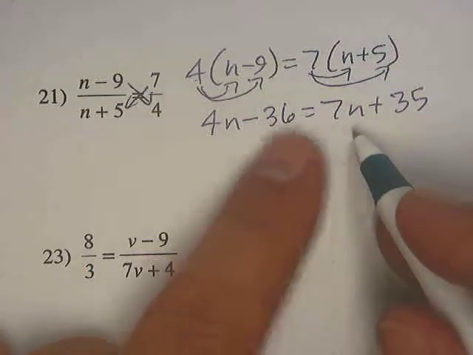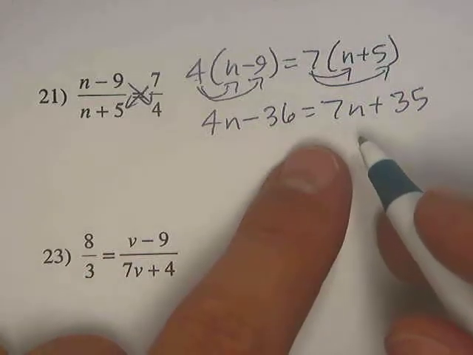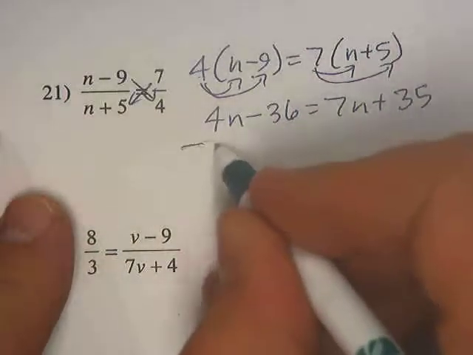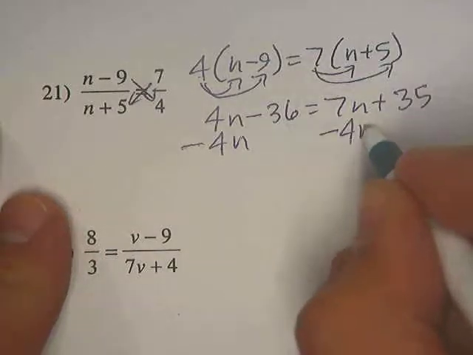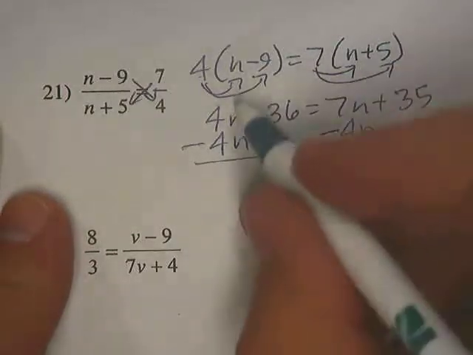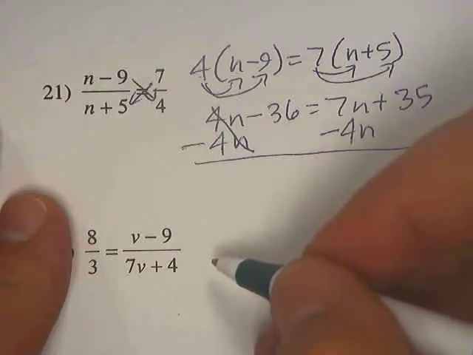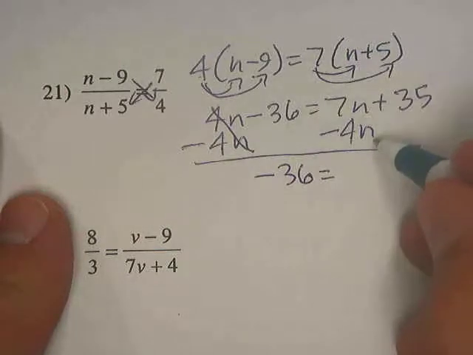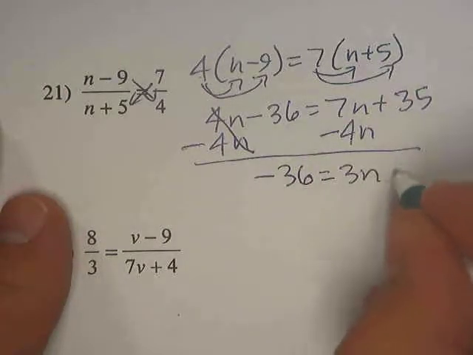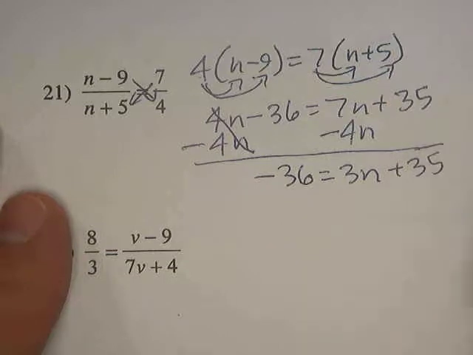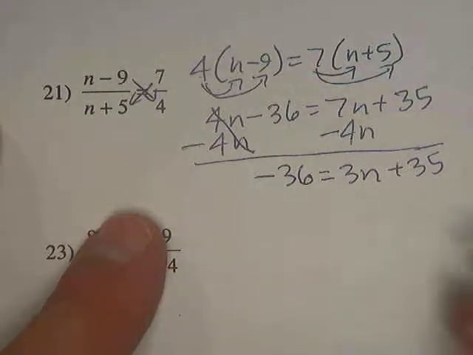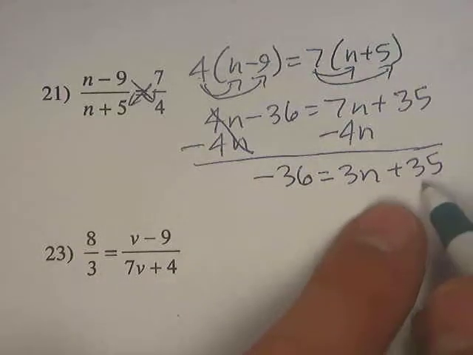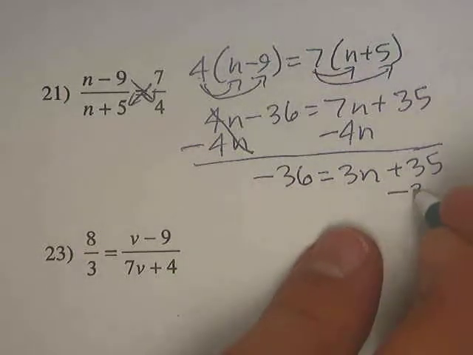Now notice in this problem, it's very different. I have n's and constants on either side. So I'm going to move the n's to the side with the largest number of n's. That just keeps my n value positive. You could do this more than one way correctly if you'd like. So I'm going to subtract 4n from each side. When I do that, the 4 n's cancel out here, and I'm left with just a negative 36 equals 7n minus 4n is 3n plus 35.